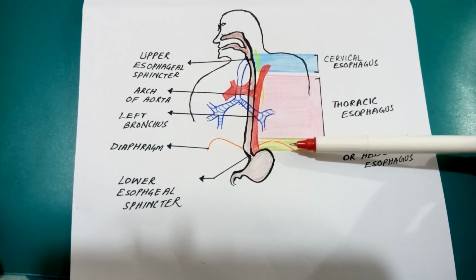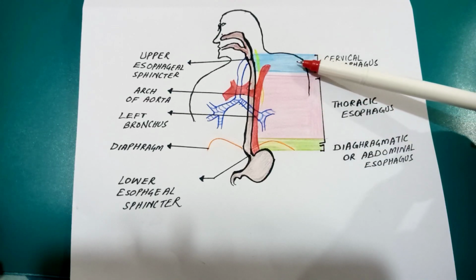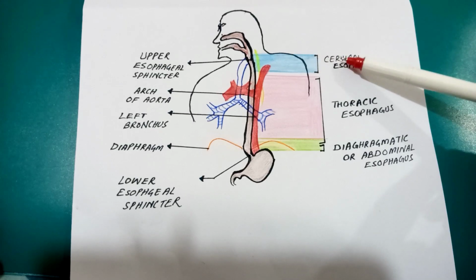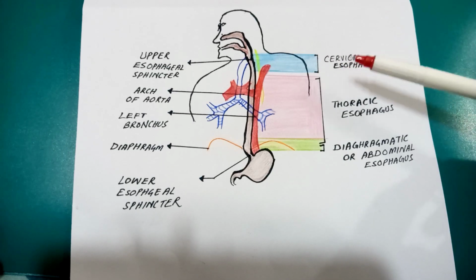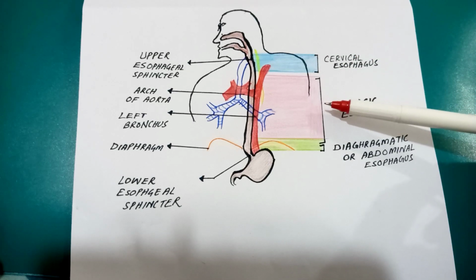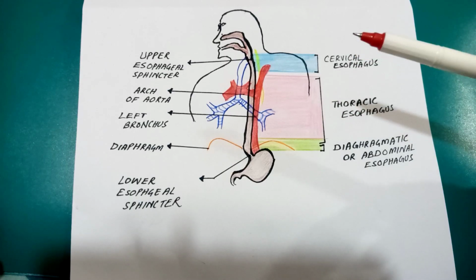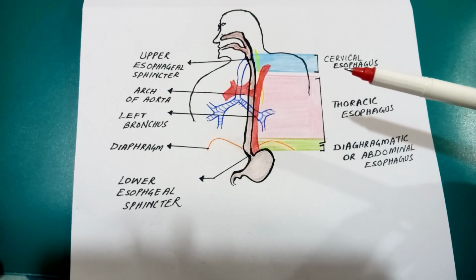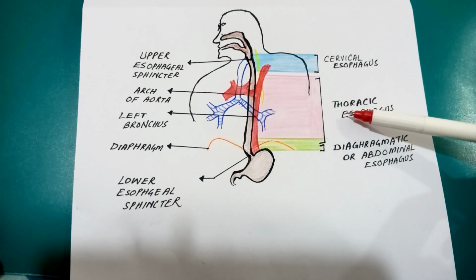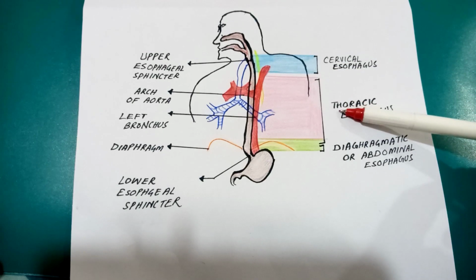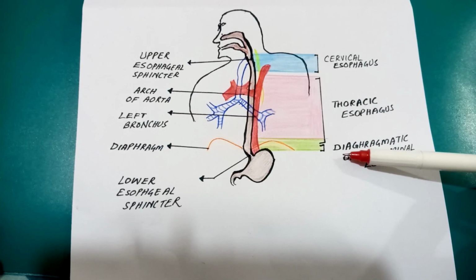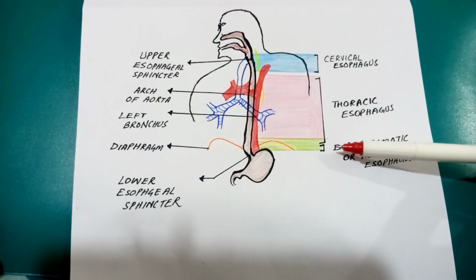The lymphatic supply of the cervical esophagus, as its name shows, drains into the deep cervical lymph nodes. For the thoracic esophagus, as you know, the overall esophagus lies in the superior and posterior mediastinum, so it drains into the posterior mediastinal lymph nodes, and the abdominal esophagus drains into the left gastric nodes.